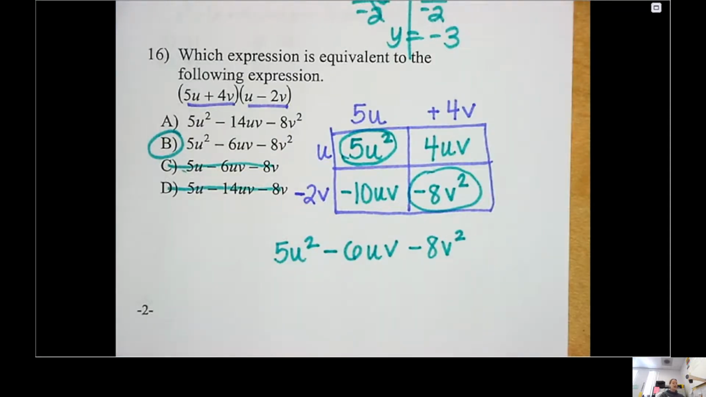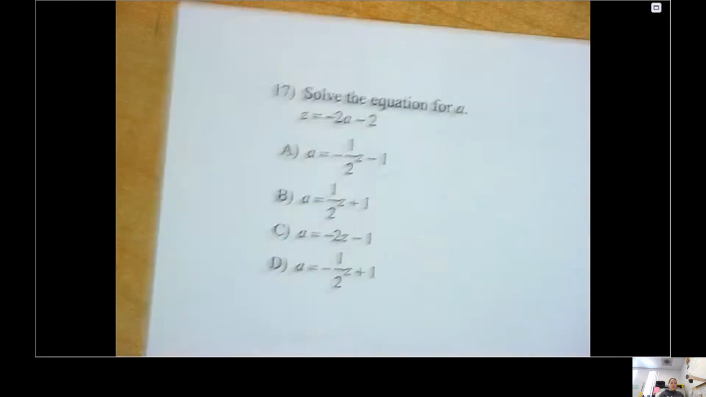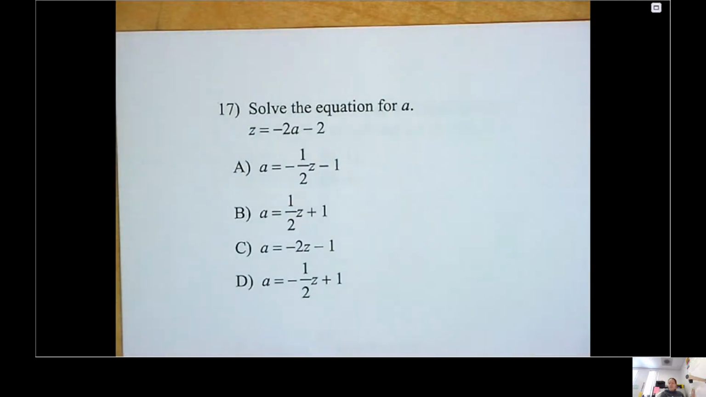Letter B. So if I ask you to factor, that means you're coming up with the numbers on the outside. If I ask you to write the expression, that means you're coming up with the answers on the inside. So the box really works for a lot of this stuff. Okay. Number 17. Solve the equation for A.